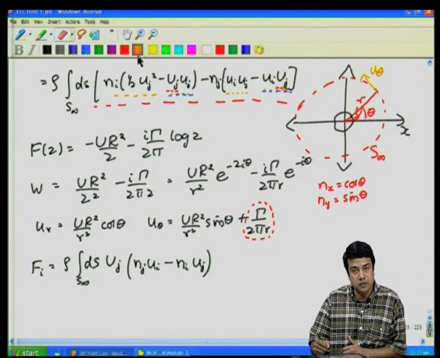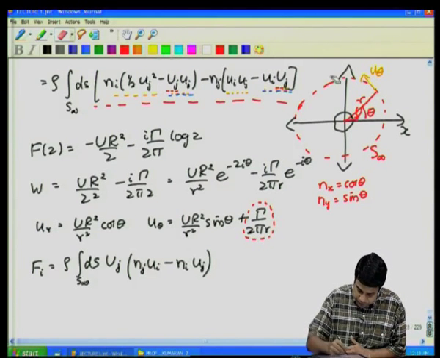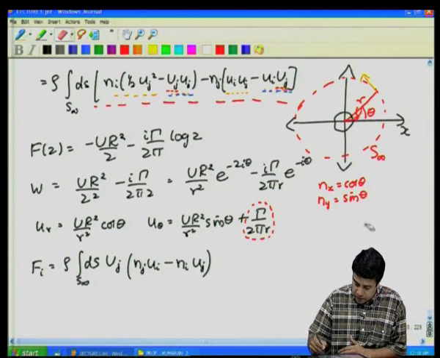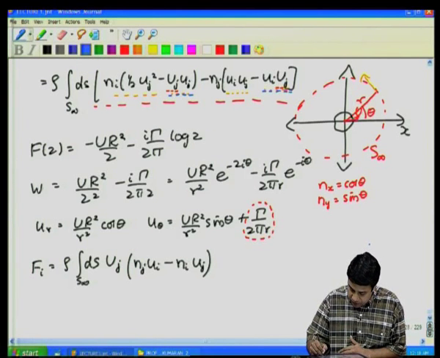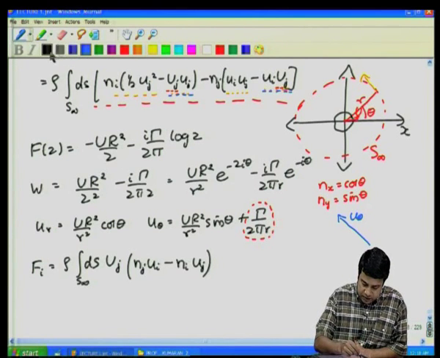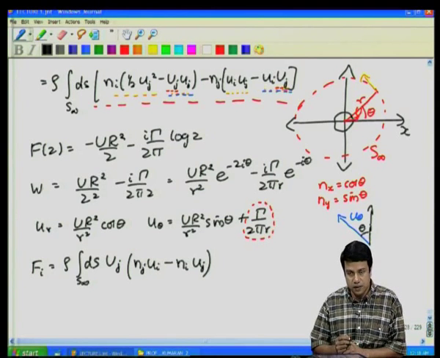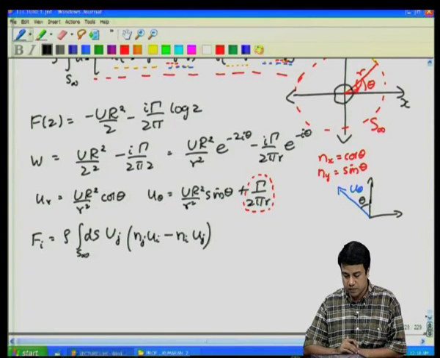It has two components, u x and u y. Let me plot it separately here to make it clear. I have a velocity u theta going in this direction with respect to the coordinate axis. Clearly, the angle is theta with respect to the y coordinate, and with respect to the x coordinate, the angle is pi by 2 plus theta.